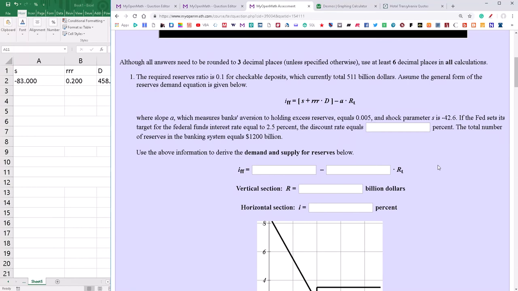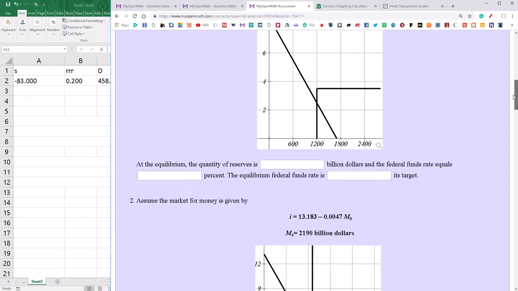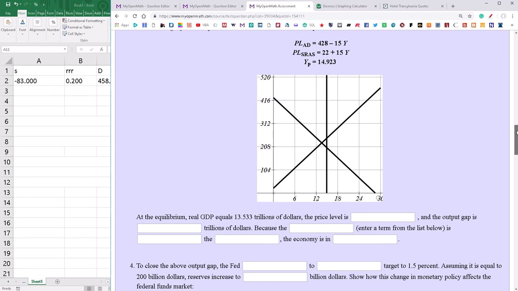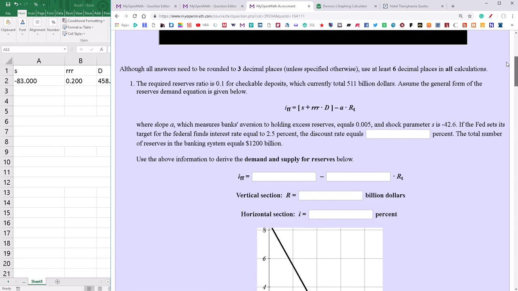Okay, in this particular question, we're going to look at an open market purchase in the Neoclassical model, and it's almost identical to the Keynesian model, except instead of assuming prices are sticky in the short run, which would make the short-run aggregate supply curve flat, we're assuming the short-run aggregate supply curve is upward sloping. So that's the only difference between this one and the one we did on the Keynesian model.